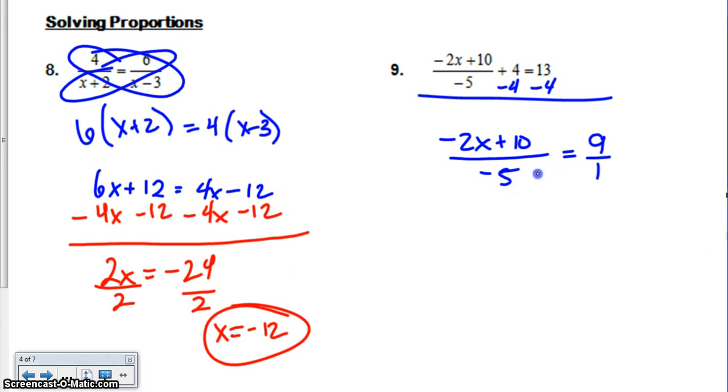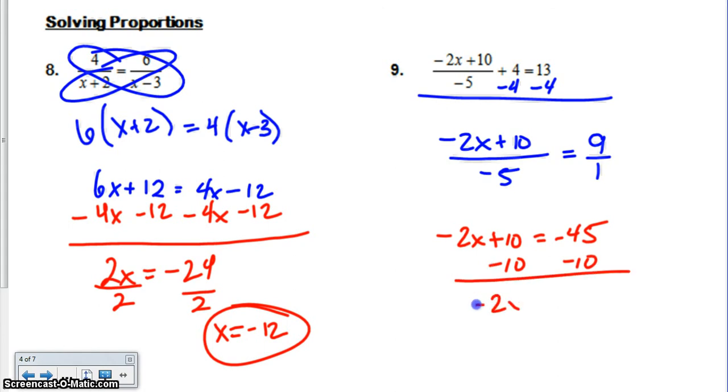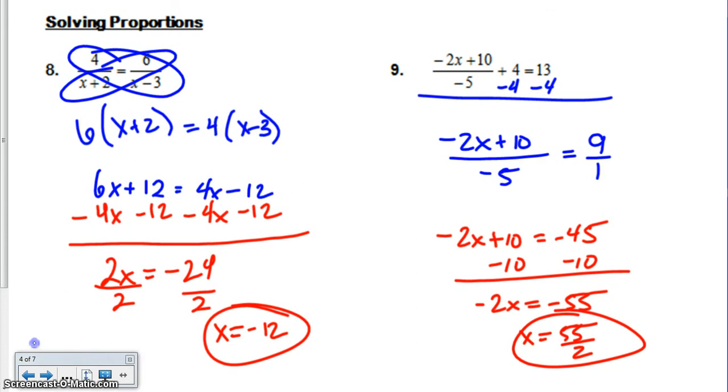Some people just say, oh, I'm going to multiply both sides by negative 5, but that's exactly what you're doing when you cross multiply. So negative 2x plus 10 times 1 is just negative 2x plus 10. And then negative 5 times 9 is negative 45. So we're going to subtract 10 from both sides. Don't lose your negatives. So negative 55. So negative 55 divided by negative 2 is now going to turn out to a positive 55 over 2.